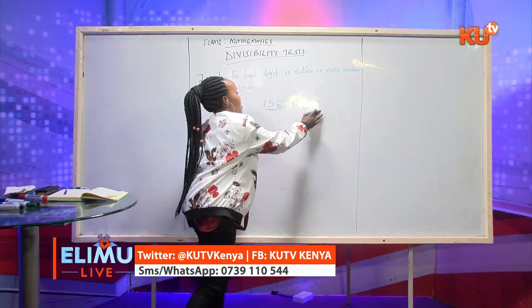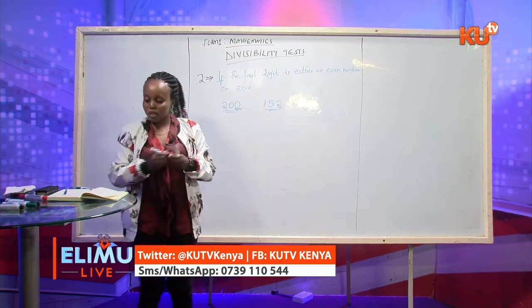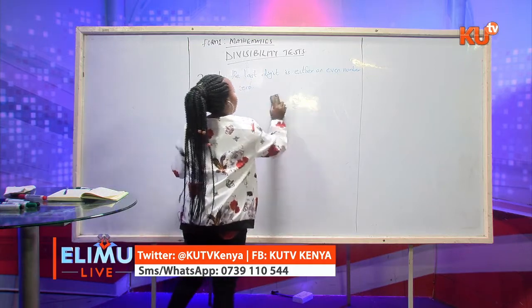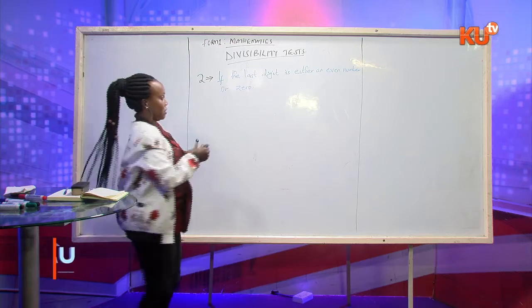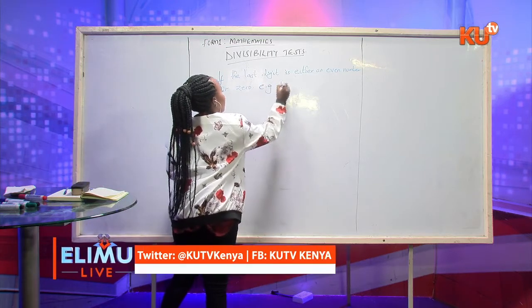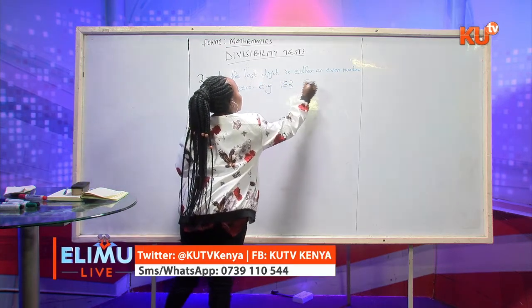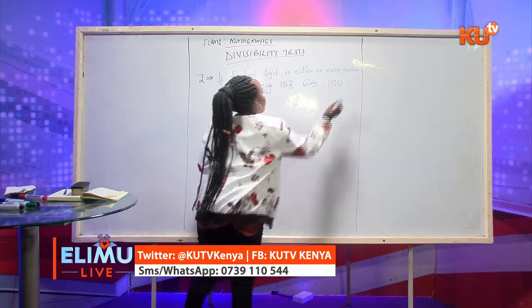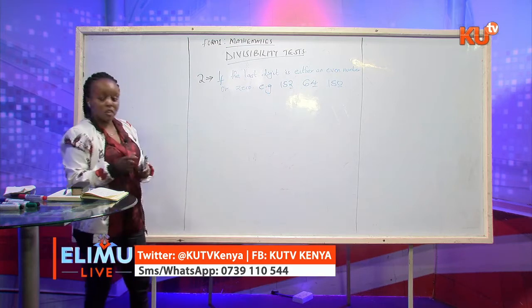So we can proceed now, going to the next divisibility test for 3. Maybe here I give examples: 152, 64, 150. Then we can go on.